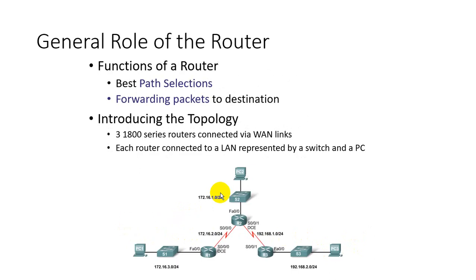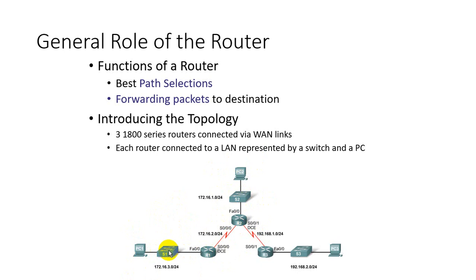So if we move forward, then we can find the general role of the router. The function of a router is to select the best path and forward packets to its destination. Introducing the topology, here we have three routers, each of 1800 series, connected by a WAN link. Each router is connected to a LAN represented by a switch and a PC.